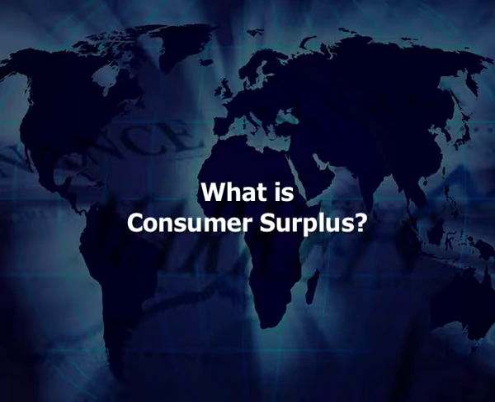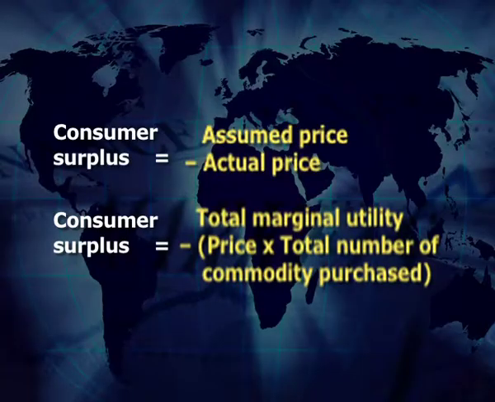Now, the question is, what is consumer surplus? Marshall defined consumer surplus as the excess of the price which a consumer would be willing to pay rather than go without a thing, over that which he actually does pay, is the economic measure of the consumer's satisfaction. It may be called consumer surplus. So, one can say that consumer surplus is the difference between what a consumer is willing to pay for his or her preferred goods and what he actually pays. So, consumer surplus is assumed price minus actual price. Or we can say consumer surplus is equal to total marginal utility minus price into total number of commodities purchased.